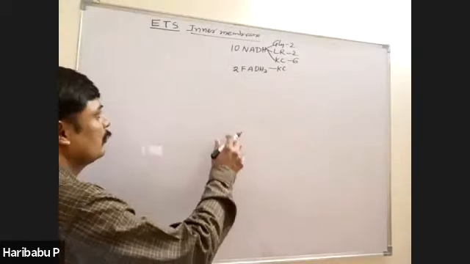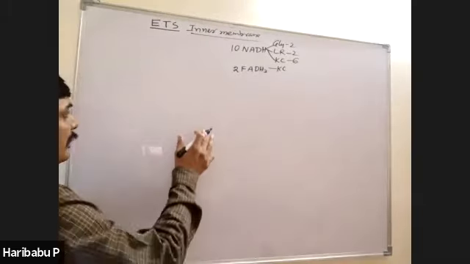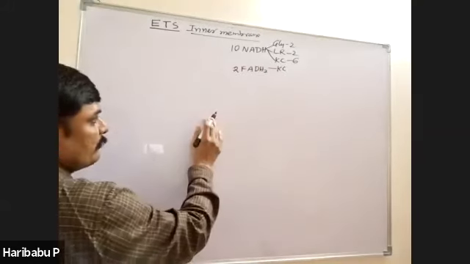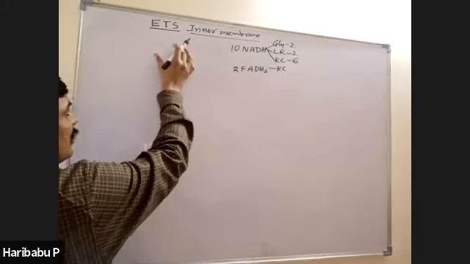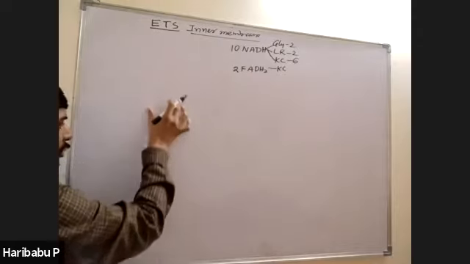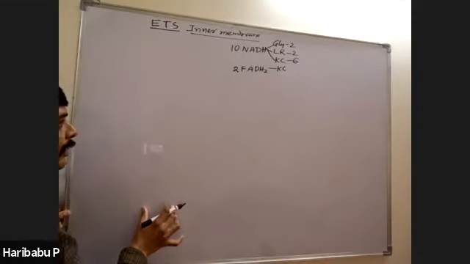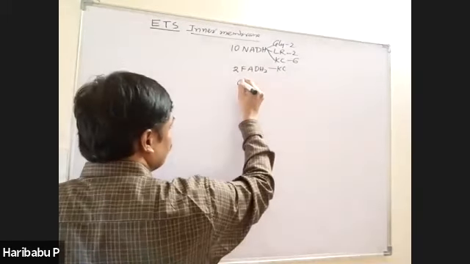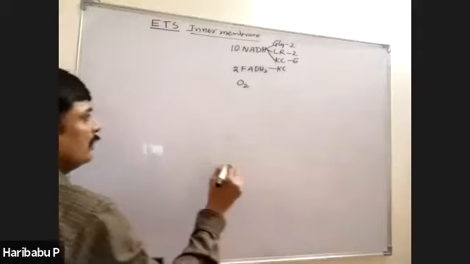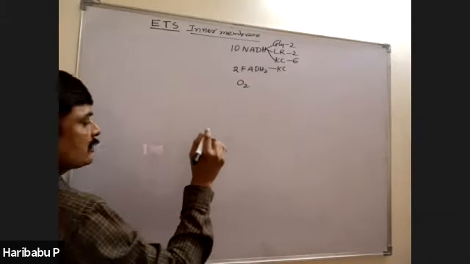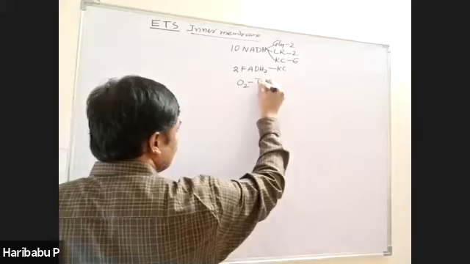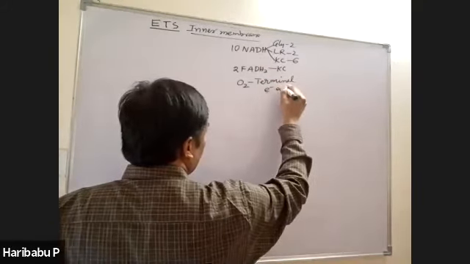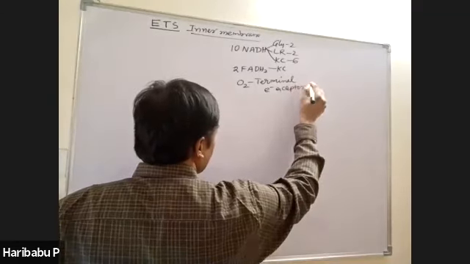Now each one donates electrons. These electrons are transferred through different electron carriers, and ultimately those electrons are accepted by oxygen. Very important point: the terminal electron acceptor is oxygen.